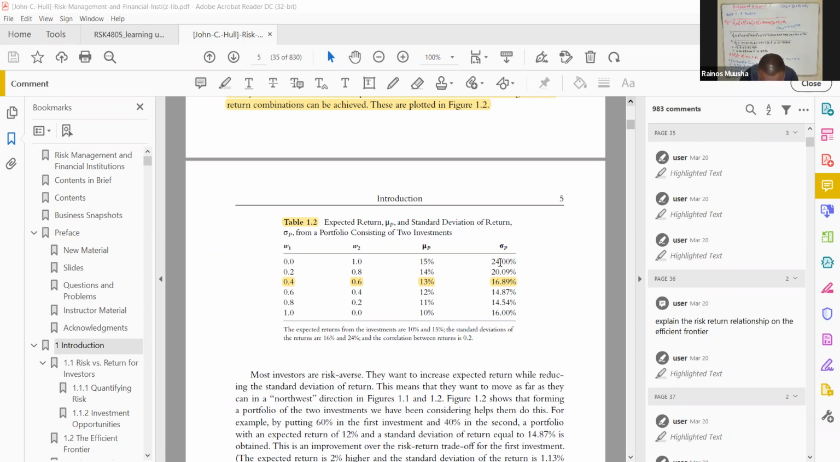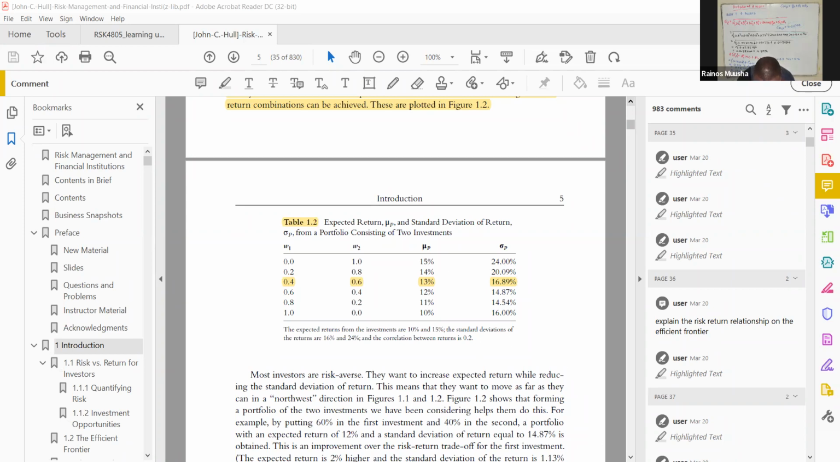When your standard deviation is 14.54, your expected return is 11%. When your standard deviation is 14.87, your expected return is 12. When your standard deviation is 16.00, your expected return is 10%. When your standard deviation is 16.89, your expected return is 13. When your standard deviation is 20.09, your expected return is 14. And when your standard deviation is 24, your expected return is 15%.